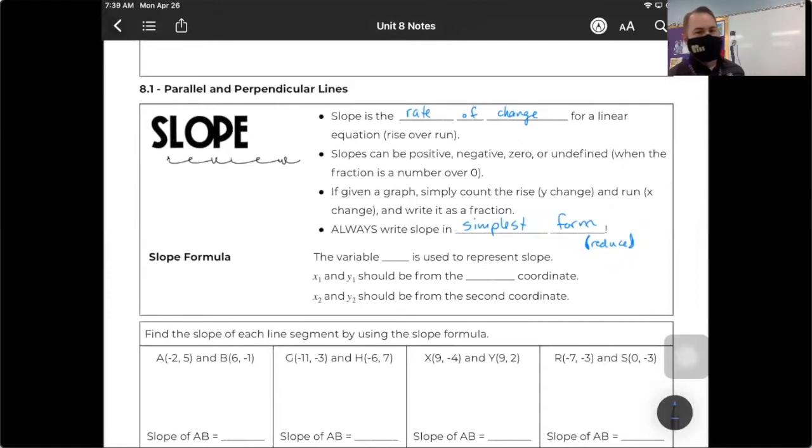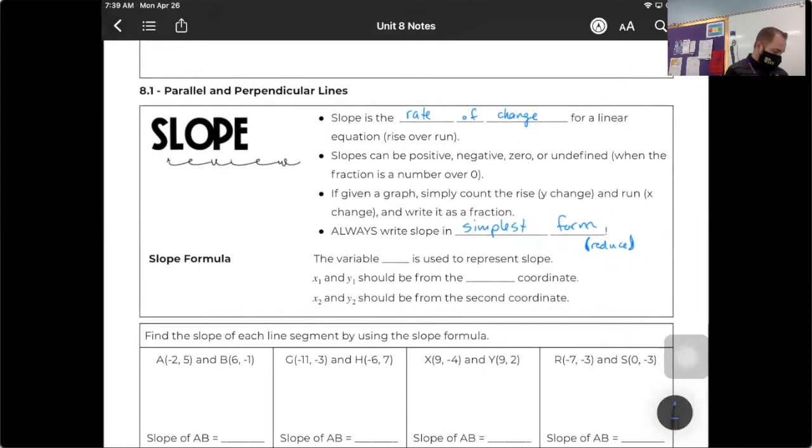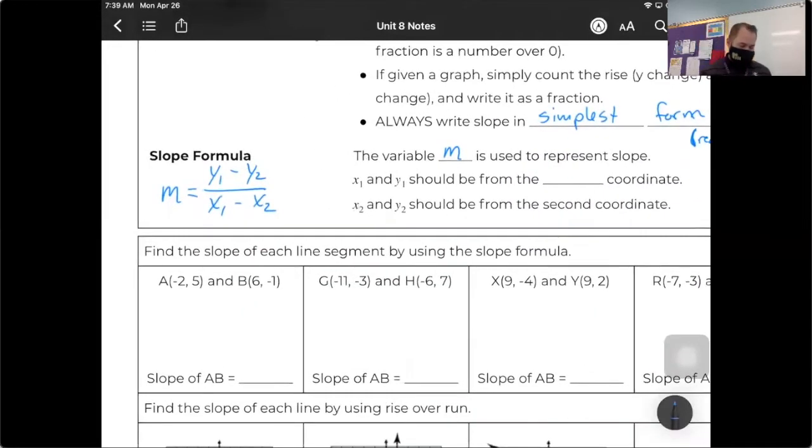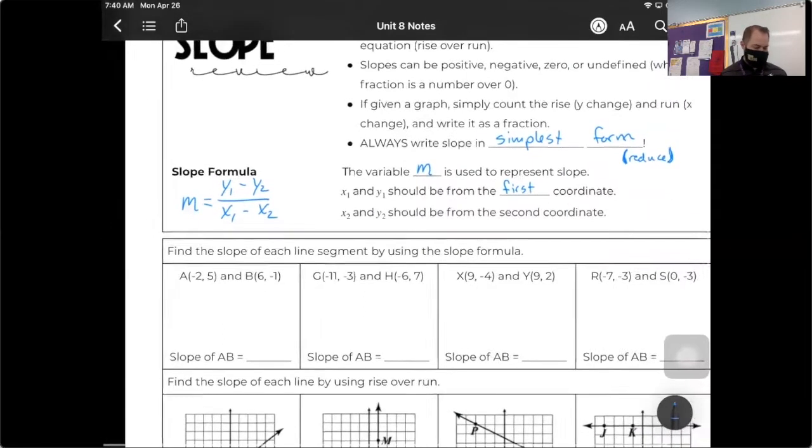So the slope formula, and this is a formula you'll need to know, is this: m equals y1 minus y2 over x1 minus x2. And actually that could go backwards from that. You can put the 2's first and the 1 second, doesn't really matter. But the variable m is used to represent the slope. That lowercase m is used to represent slope. x1 and y1 should be from the first coordinate you see, the first point. Whichever one the first one is, that's what we do. x2 and y2 should be from the second set of coordinates.